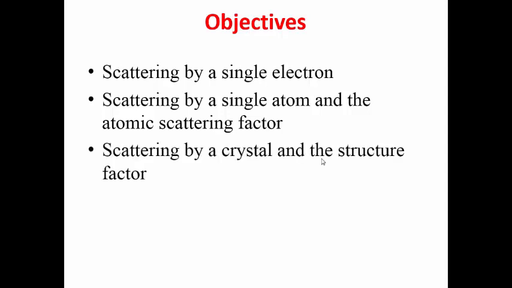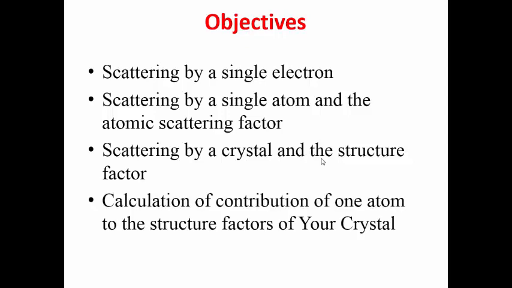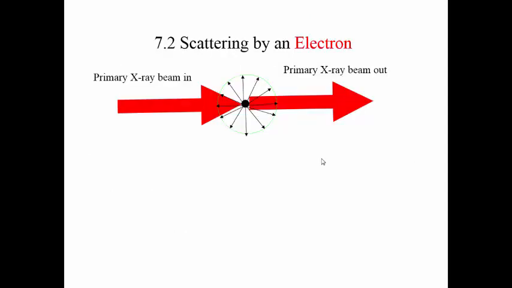Now we take the atoms and we assemble them into a crystal, and from that we get the structure factors. And when we get the scattering of a crystal, remember, in a sense we get the reciprocal lattice superimposed with the intensities of the crystal. So that's what we're aiming at. And what we'll do, instead of calculating the entire contribution of all the atoms, we'll just calculate the contribution of one atom to the structure of your crystal. So let's start out with the scattering of a single electron.